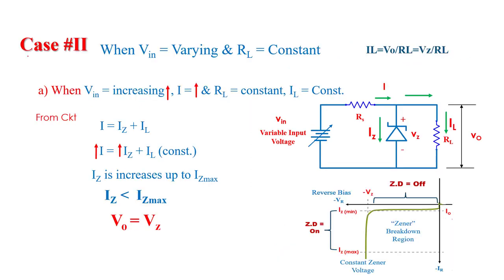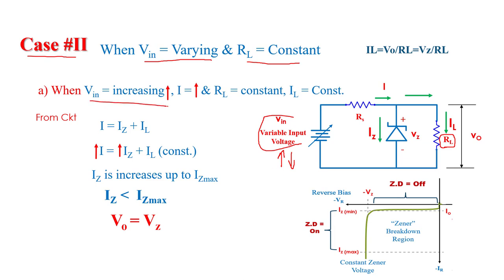In the next case, we consider the input voltage is varying, meaning changing, and the load resistance is constant. Again, I will explain. In the second case, we consider Vin is varying. Here, input voltage is variable, changing, and load resistance RL is constant. So what happens in the circuit? How do we get voltage regulation or constant output voltage? Here I explain. When input voltage is varying, there are two possibilities. Sometimes it is increasing or sometimes it is decreasing. So there are also two conditions we have to consider.